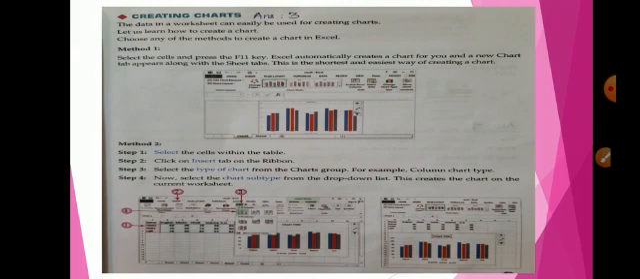If you select any type of chart, they will show you the subtypes of that chart. If you are selecting bar chart, then they will show you the types of bar chart, which means you can do it like this also, like that also. This type of things they will show you.